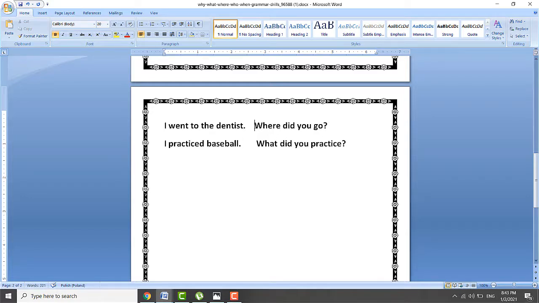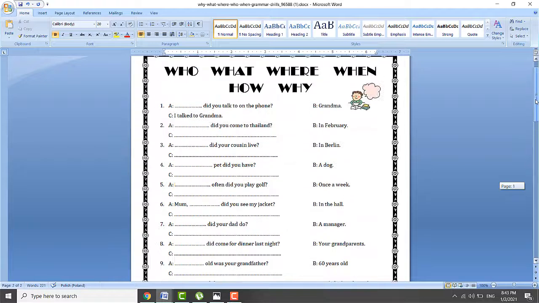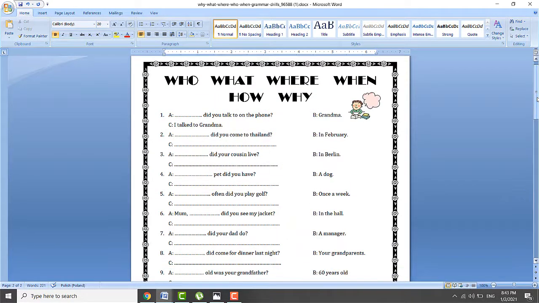Is it okay or not? Yes. You know, I can't see anything. So now this is what I want you to do. You have here a worksheet with blanks and your WH: who, what, where, when, how, and why. You have A, so here you need to fill the blank with the correct WH. B is your given word. It's like the answer, all right?